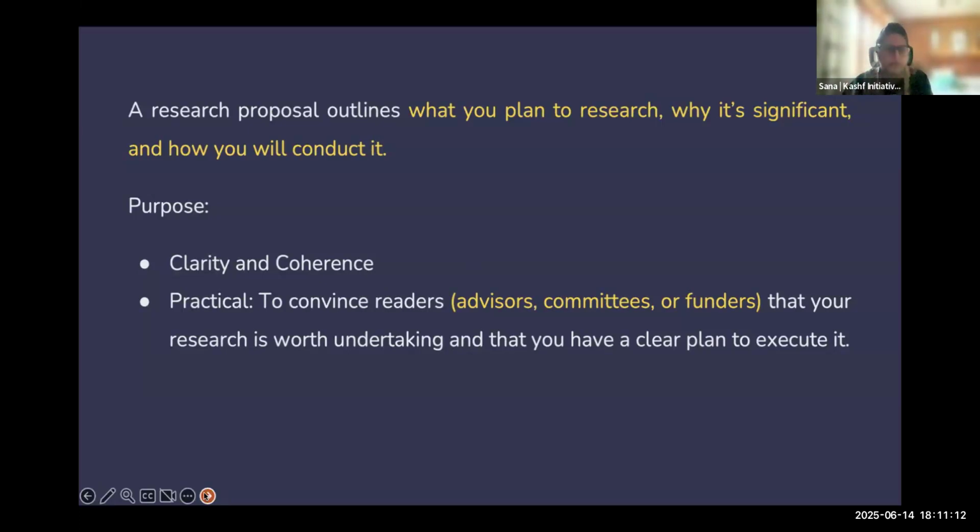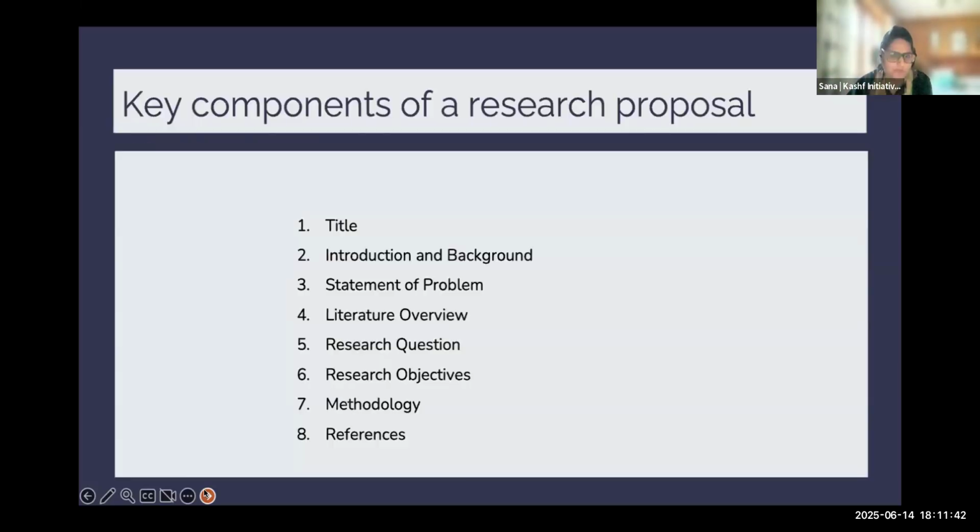And of course, the second purpose is that it's a practical way to go about researching. It is to convince the readers, your advisors, your committees, your funders. Sometimes you also apply for scholarships based on your proposal, right? So you have to convince them that your research is worth undertaking and that you have a clear plan to execute it. How do we know that we have a clear plan to execute it? Your research proposal will tell it. The clarity of thought in your research proposal will let the readers know that, okay, you have a plan and this is how you propose to do it.